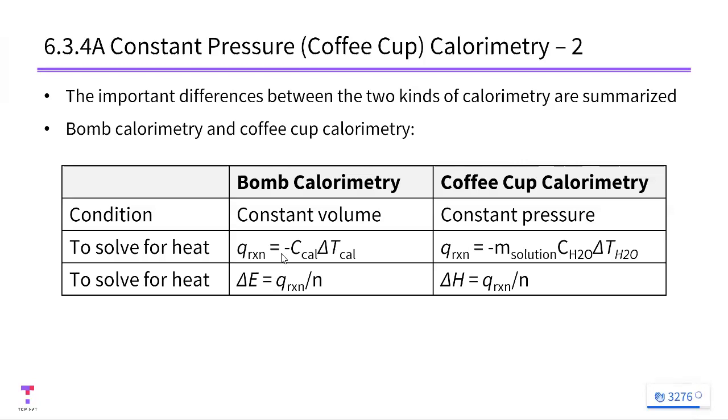The other really important difference between them is what they give us as a result. In a bomb calorimeter, we end up getting a measurement of the internal energy change. In a coffee cup calorimeter, we end up getting enthalpy. Different things, different results. Calculations remarkably similar, but those nuances, those differences are enough to be noted, enough to be something we need to pay attention to.